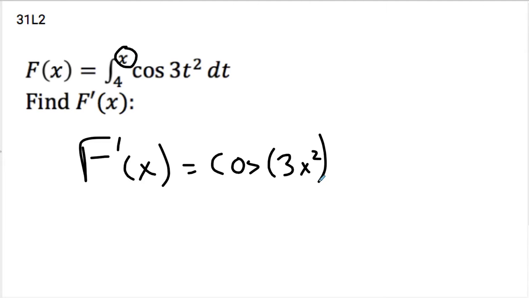I'm not going to show multiplying by 1. And then you subtract when you plug in a lower limit and multiply by the derivative of that. Well, the derivative of a constant, 4, is 0. So that's going to cancel that off. So we're just left with f prime of x equals cosine of 3x squared.